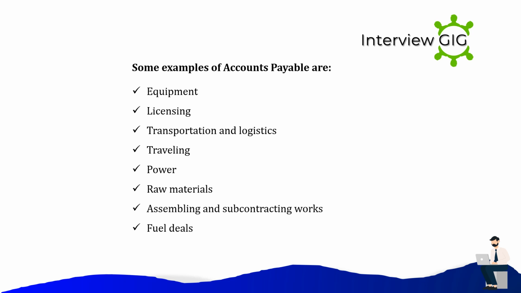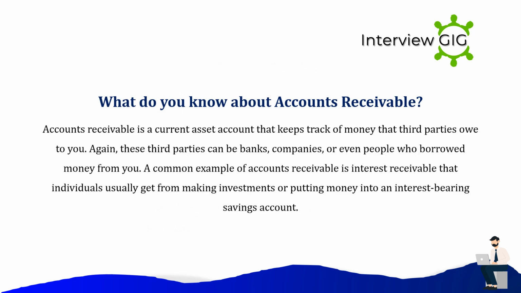Some examples of accounts payable are equipment, licensing, transportation and logistics, traveling, power, raw materials, assembling and subcontracting works, fuel deals.